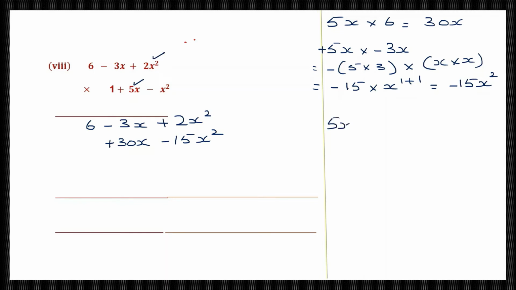So now that we've finished with this, now let's take 5x and 2x squared. Okay, so 5x into 2x squared. So 5 into 2 are the numbers. The literals will be x into x squared. So this is 1.